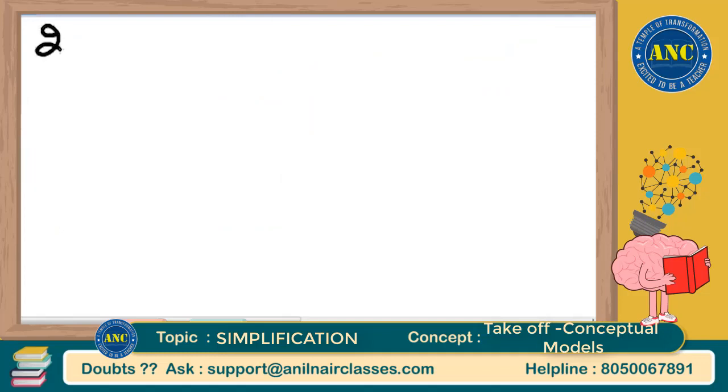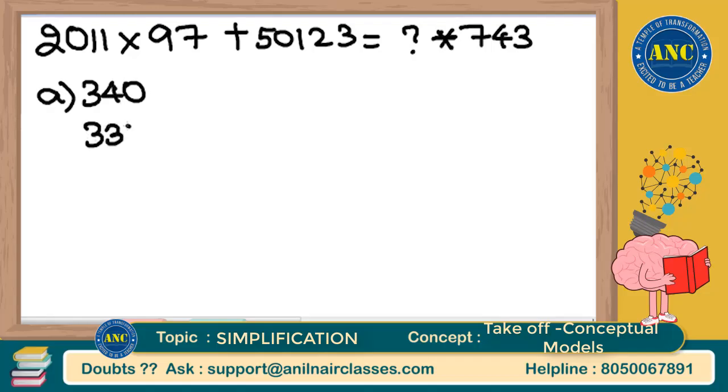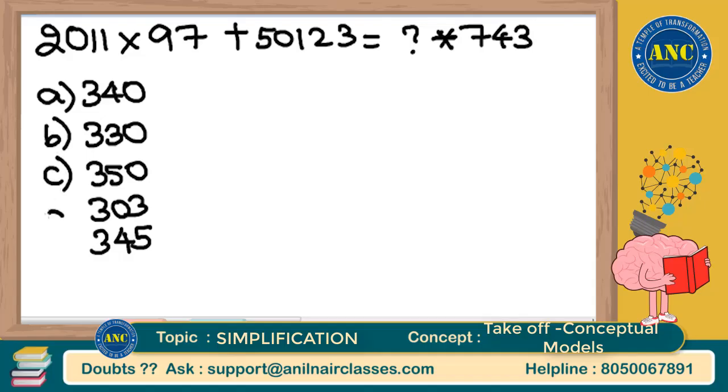Suppose, see this question: 2011 into 97 plus 50123 is equal to question mark into 743. The options are 340, 330, 350, 303, 345. Listen carefully, sir. These are your answer options.